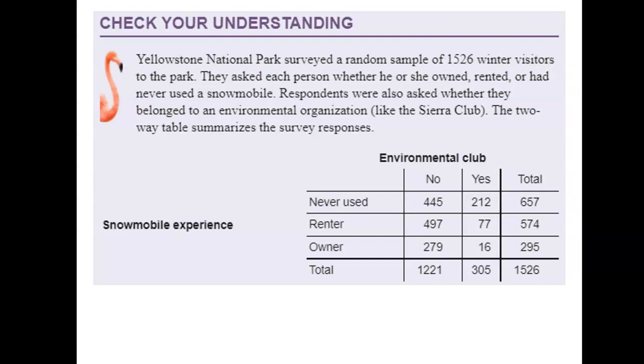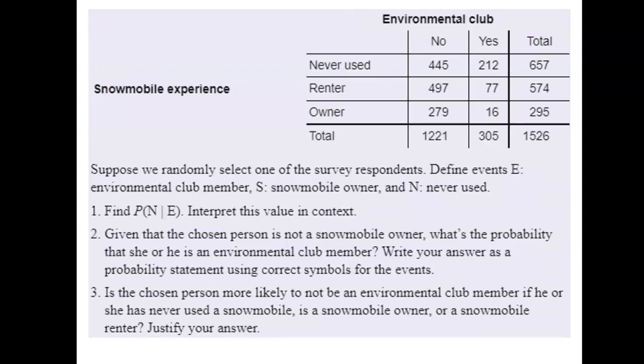Oh my goodness, they just love this question. It's back, the snowmobile question. So people who are in the environmental club versus snowmobile experience. So we know that there's a total of 1,526 for this whole survey. They asked each person whether they rented, owned, or had a snowmobile, or never used a snowmobile. Respondents were also asked whether they belonged to the environmental club. So here's our two-way table data. We've seen it like 3, 4 times by now, 5, 6, I don't know. So the first question, and this is a check your understanding.